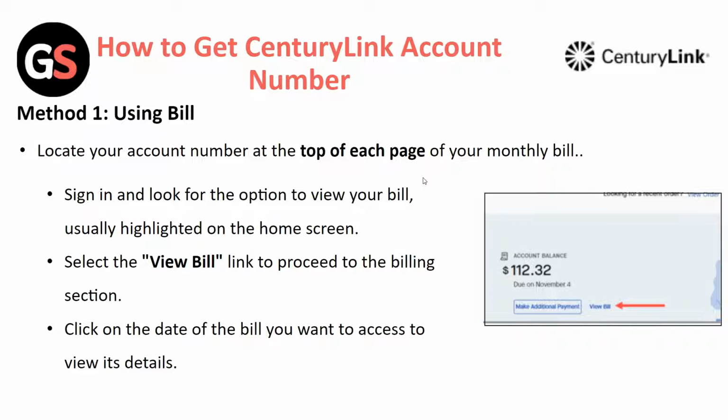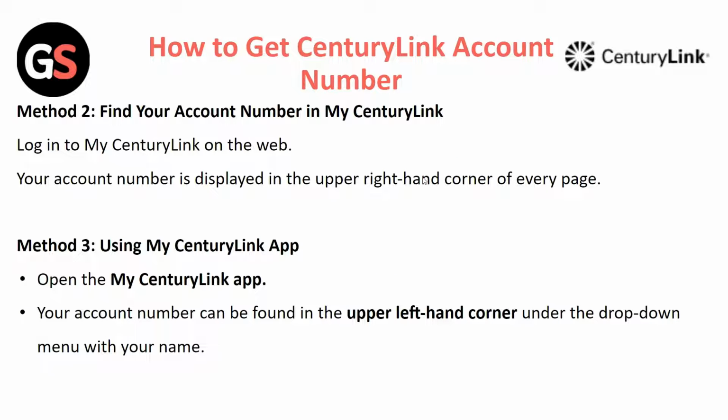So select the view bill link to proceed to the billing section, and then you have to click on the date of the bill you want to access, view detail. Then here's also another method. Find your account number in My CenturyLink. So log into your CenturyLink on the web. Then your account number is displayed in the upper right hand corner of every page.